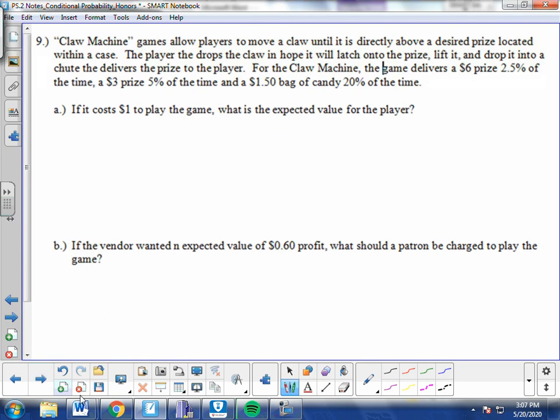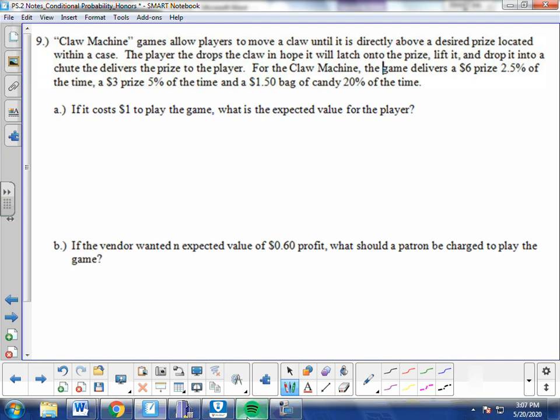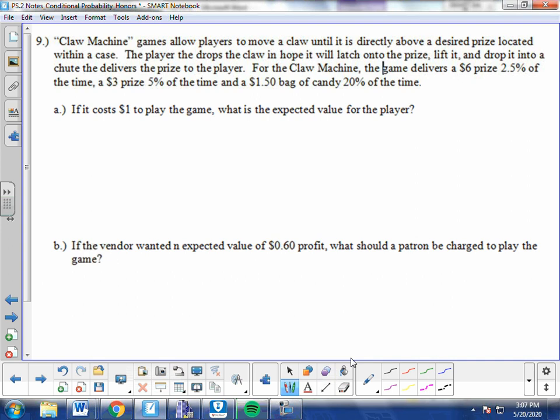Problem number 9, a claw machine game. So you've probably seen these at stores. They were more common when I was growing up than when you guys were, but you've probably seen them around, where you have the glass case with items in it, and you work a little joystick, drop the claw, and try to get an item out. It says the claw machine game allows players to move a claw until it is directly above a desired prize located within a case. The player drops the claw in hopes it will latch onto the prize, lift it, and drop it into a chute that delivers the prize to the player.